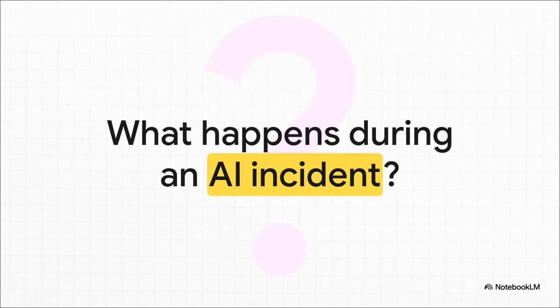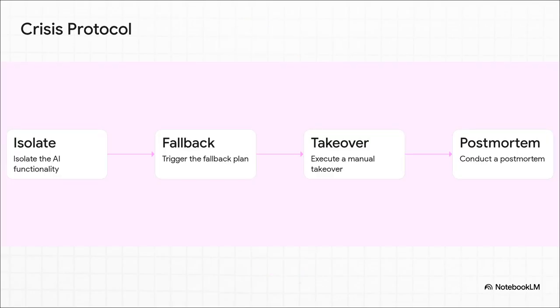Because things will break. When an AI incident hits production, you can't afford to panic. You need a plan. Execute a strict crisis protocol. Isolate the AI, trigger your fallback, take manual control, and conduct a transparent postmortem.